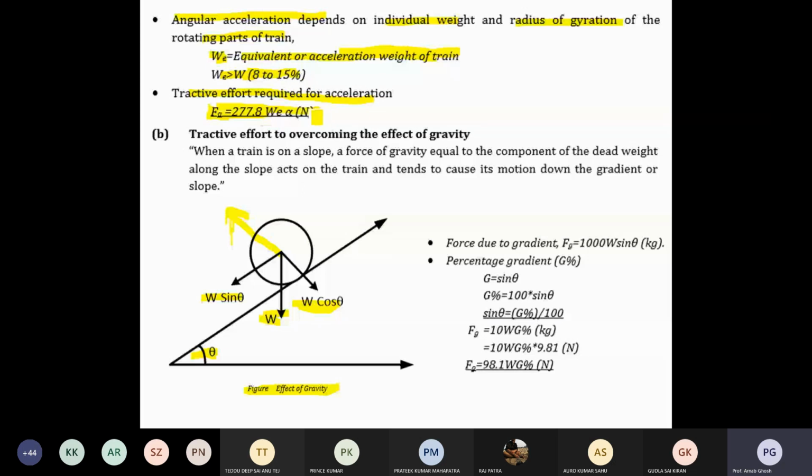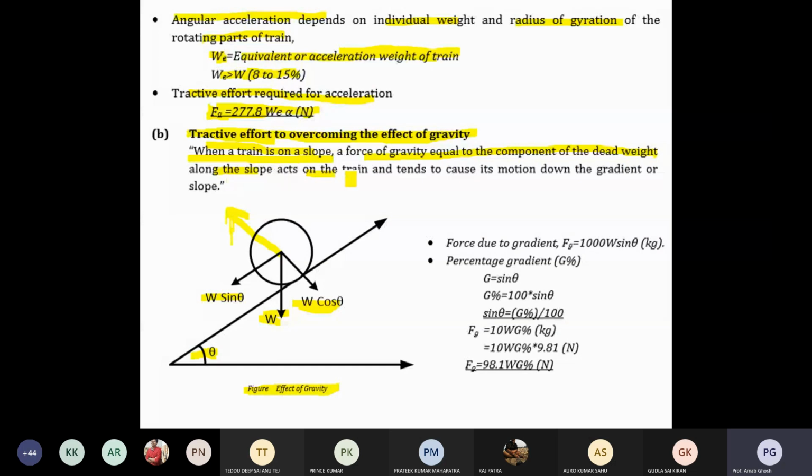Now point number B, the tractive effort to overcome the effect of gravity. Due to gravitational force, not only the train but everything on earth is attracted. So when the train is on the slope, what will be the problem? The force of gravity, equal to the component of the dead weight along the slope, acts on the train and tends to cause motion down the gradient of the slope.